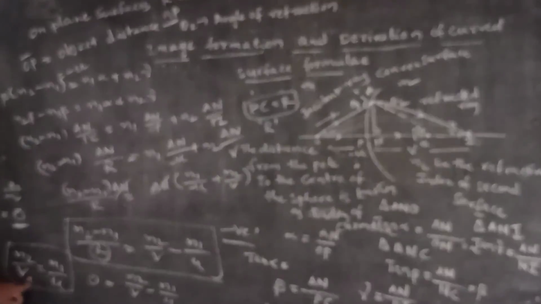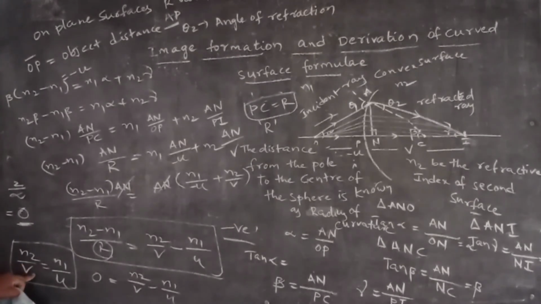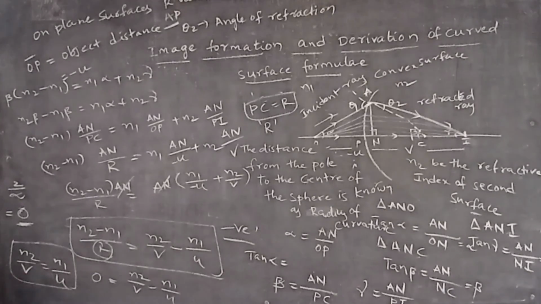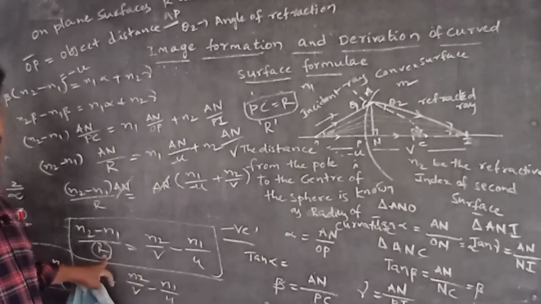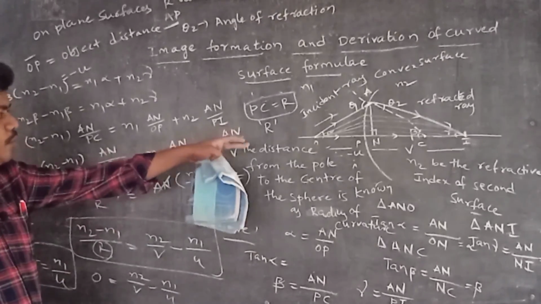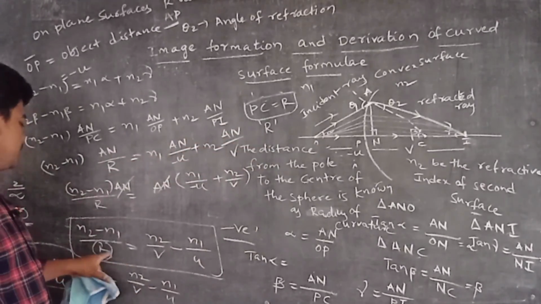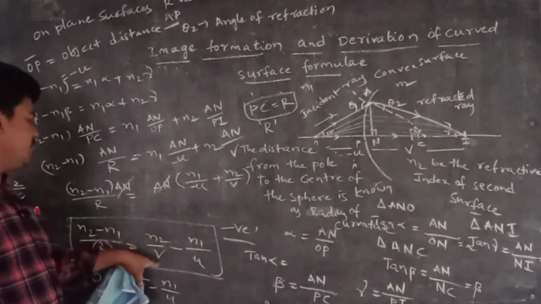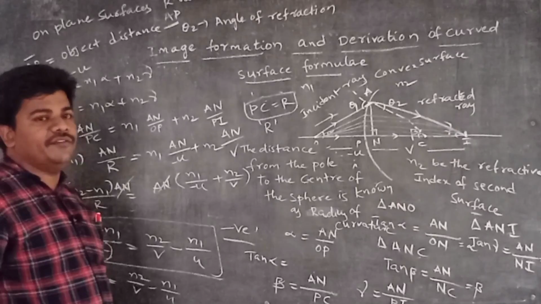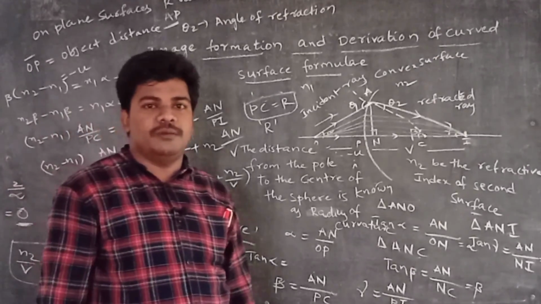This is the image formation for plane surfaces, and this is the formula for curved surfaces, which have a center of curvature. The distance from the pole to the center of curvature is the radius of curvature, R. (n2 minus n1) by R is equal to n2 by v minus n1 by u. This is the derivation. I hope you understood the concept.